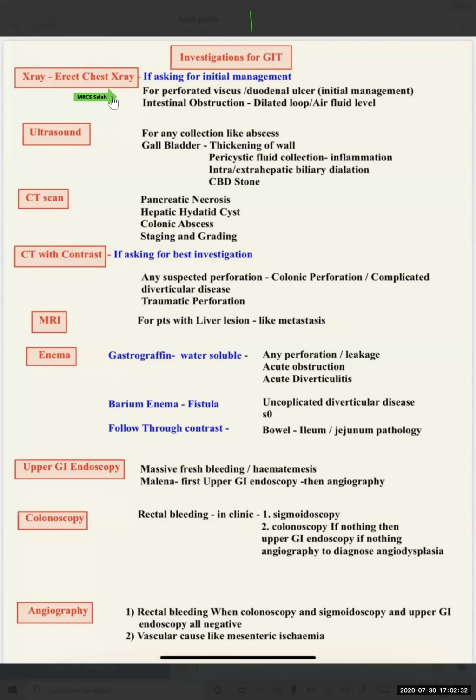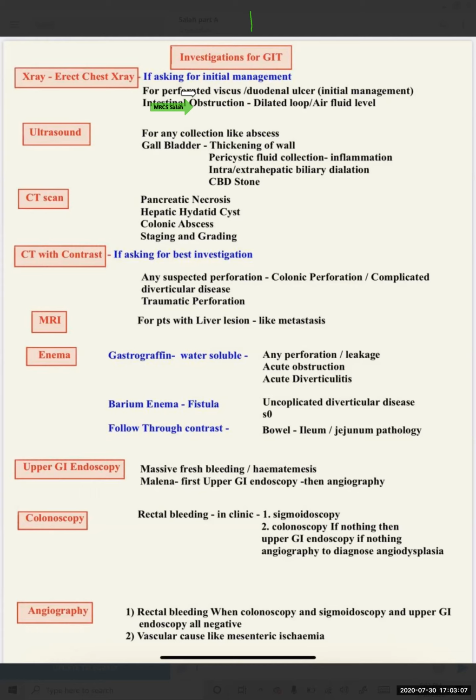Last imaging already done by BNS. She wrote after me. So, investigations of GIT. Erect chest X-ray for perforated viscus. Supine abdominal X-ray for intestinal obstruction. Initial investigation for any patient with air under diaphragm or perforated viscus is erect chest X-ray, not abdomen, erect chest X-ray.